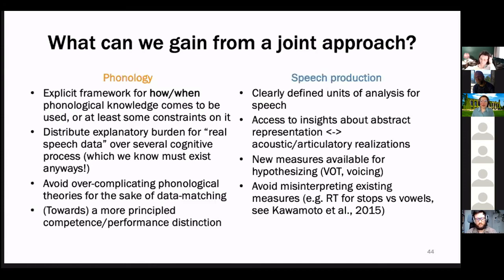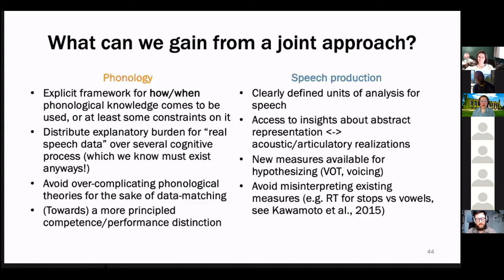So I think recently in the past few decades, there's been a return towards getting back into the messiness of this real speech data and trying to take some responsibility as phonologists for fine-grained patterns. And I think that's very admirable, but we also have to think about all the other cognitive processes that go into creating that beautiful, messy, intriguing data. And once we kind of try to think about correctly distributing the explanatory burden for that messy data, we can avoid overcomplicating phonological theories just for the sake of data matching, right?